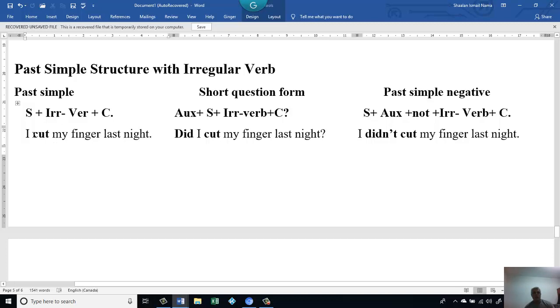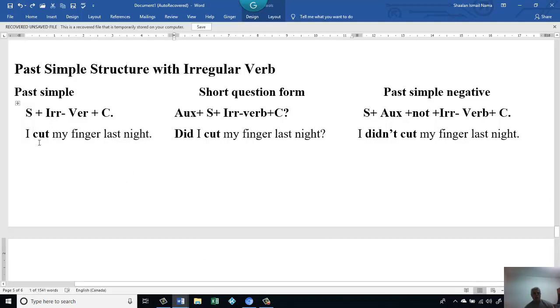Or let's say I don't have last night. If I don't have it, then I say I cut my finger. If I want to make it happen in the past, just add did here: I did cut my finger. It means I definitely cut it before now. Okay, let's keep it as it is.